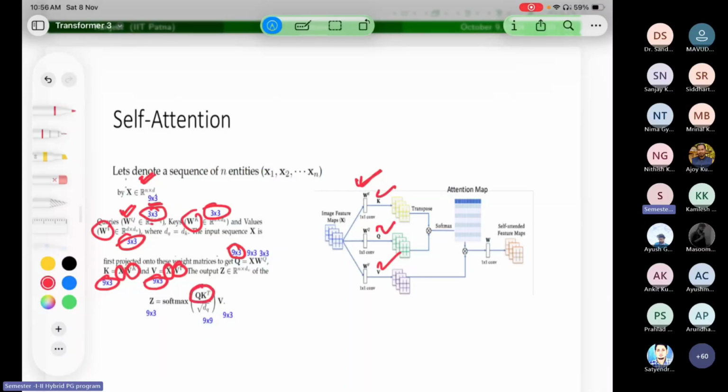So q into kt: q is 9 by 3, and kt will be 3 by 9, so it will give you 9 by 9, and you divide with the root of dq, that's like 9. The dimension will again be 9 by 9 only, and then you apply the softmax. Again, it will not change the dimension; it will just change the values. Then finally you are applying v, that's 9 by 3, so 9 by 9 into 9 by 3 will give you 9 by 3. So this is the attention weighted matrix that you are getting. So this is your attention that you are applying.